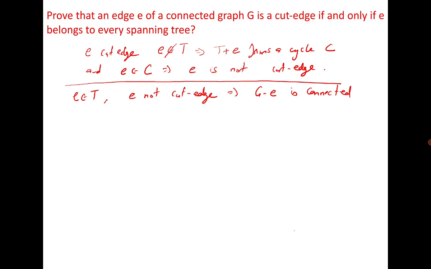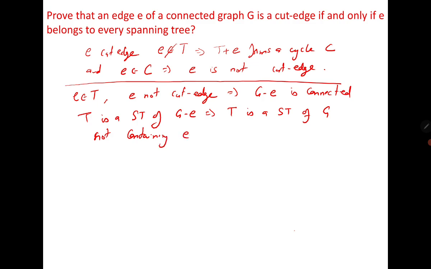So if a graph is connected, it means that it must have a spanning tree. So T is a spanning tree of G minus E. But G minus E has all the vertices which G has. And therefore T is a spanning tree of G also, not containing E. T is a spanning tree of G not containing E, because T was initially the spanning tree of G minus E, so T cannot have E.